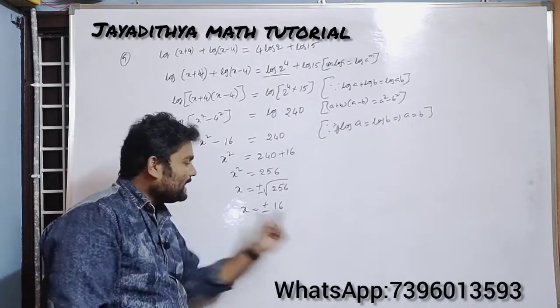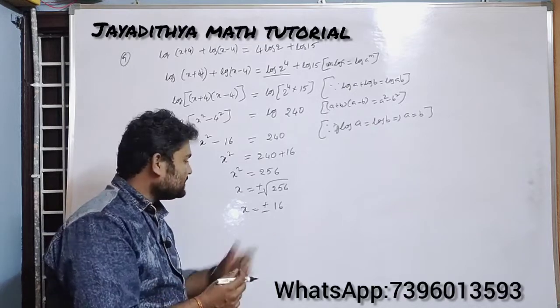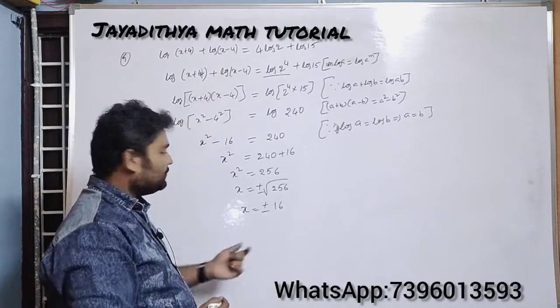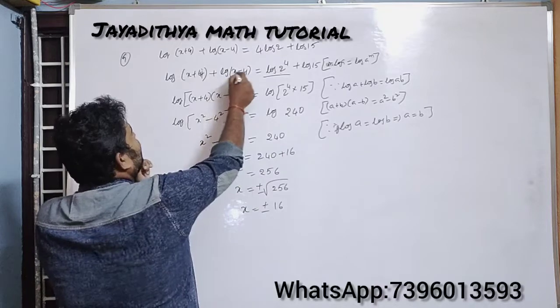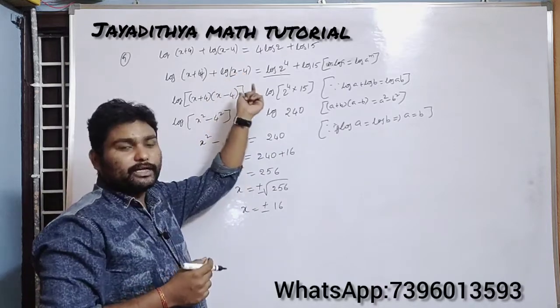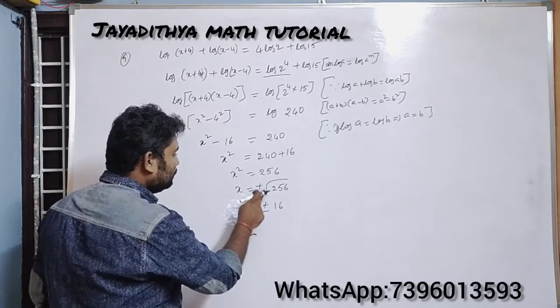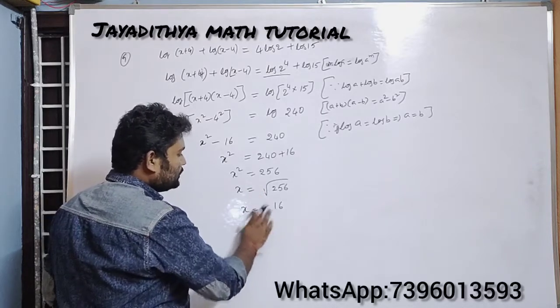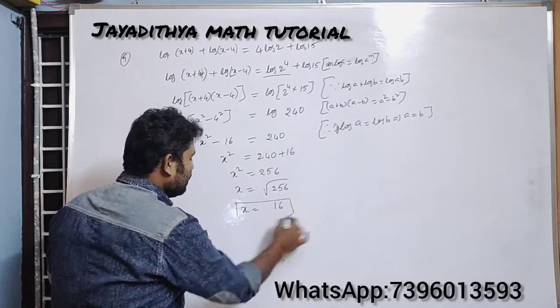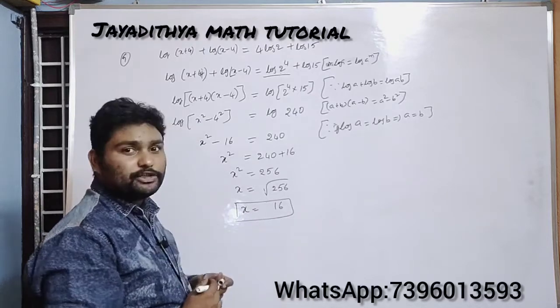Here you can take any value in other cases, but here in case of logarithms, if you take minus 16 in place of x, that will be minus 20. Logarithm of a negative number is undefined, so you should not take negative. So the answer will be positive 16 only. So what is the answer now? The answer is 16. X is equals to 16.